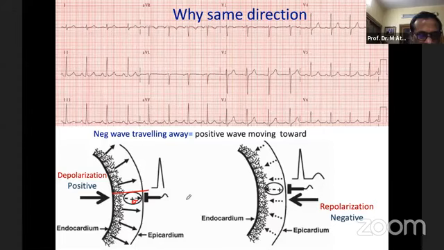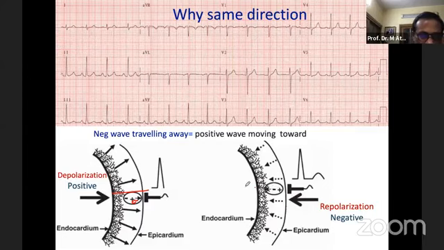For the same electrode, because of the increased intraventricular pressure, the repolarization, instead of starting from the endocardium, starts from the epicardium. There is movement of repolarization from epicardium towards the endocardium. In the case of depolarization, it is endocardium to epicardium; in the case of repolarization, epicardium to endocardium. And this is the negative pole, that is, movement of the negative pole of the action potential.